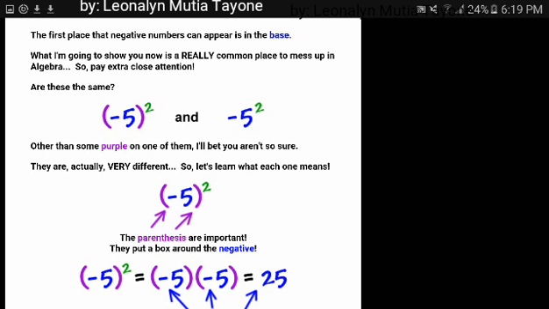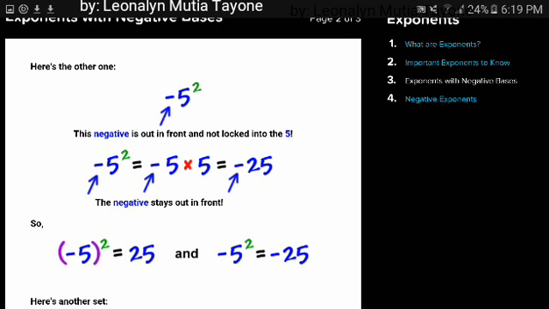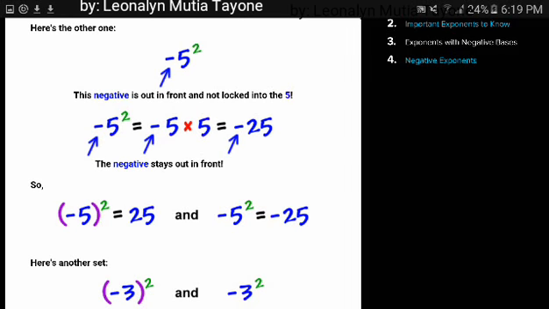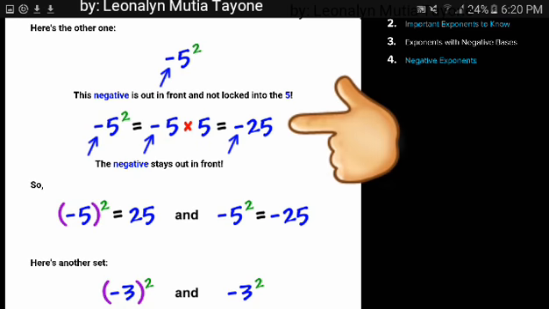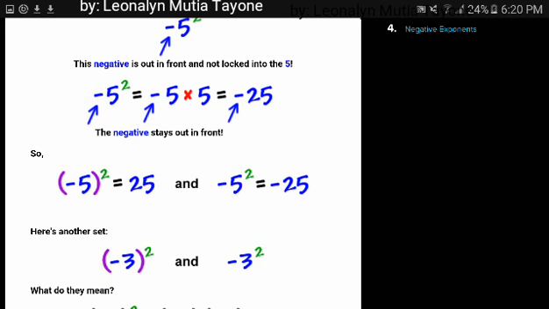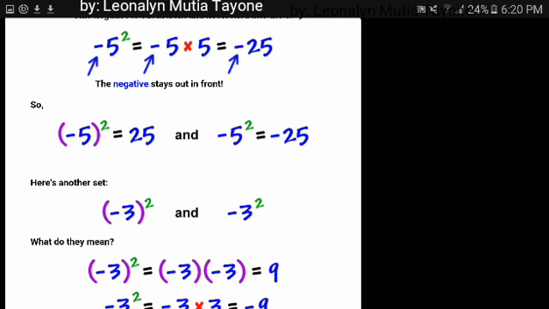The parentheses are important. They put a box around the negative. Bali, including yung negative. Hindi lang yung 5 ang ni-raise ng 2, kundi pati na yung negative. Here's another one. This negative is out in front and not locked into the 5. Bali, kung ganito lang, negative 5 raised to 2, this is equals to negative 5 times 5. Bali, ang answer dito ay negative 25. The negative stays out in front. So, negative 5 na nasa loob ng parenthesis, tsaka sa ni-raise ng 2, positive 25 ang sagot dyan, while ang negative 5 lang raised to 2, that is negative 25.